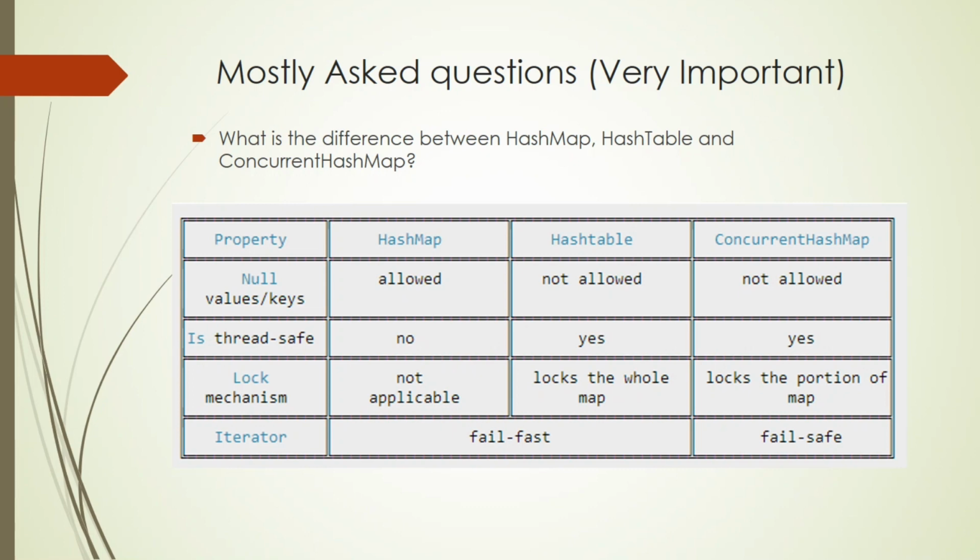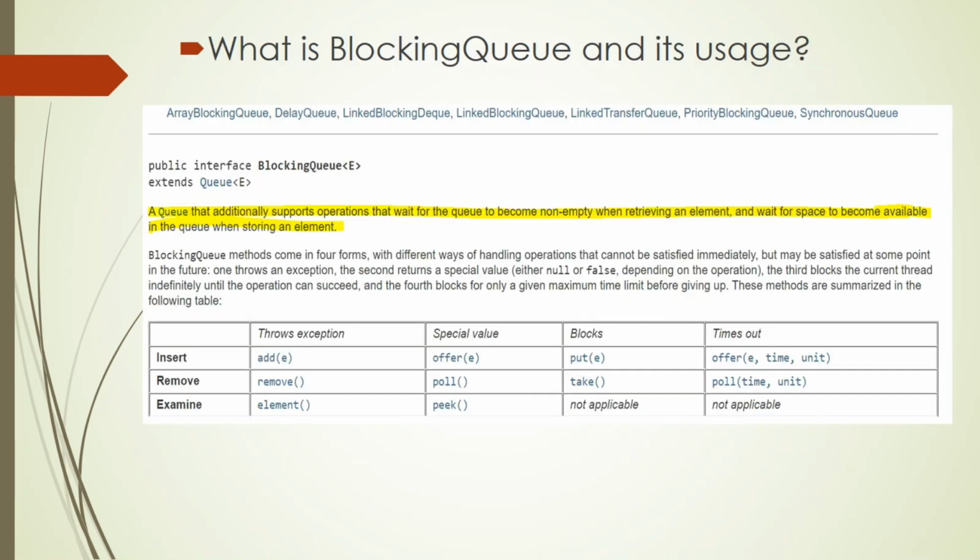Now moving to the next question. What is a blocking queue and its usage? There are multiple implementation classes of blocking queue, like ArrayBlockingQueue, DelayQueue, LinkedBlockingQueue. But start with the definition: a queue that additionally supports operations that wait for the queue to become non-empty. This is important, non-empty.